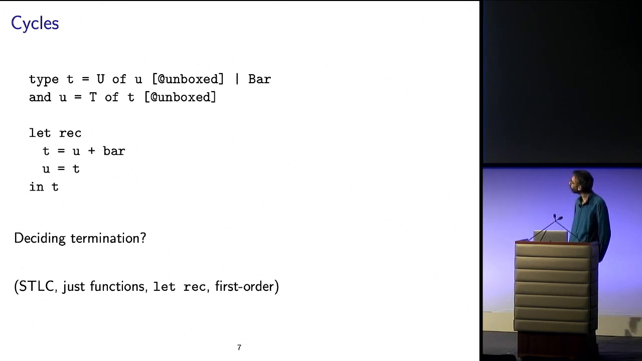This is the simply typed lambda calculus with just functions, no booleans, no sums, no integers, whatever. You have let rec, and actually we're in the first order fragment because in ML, the parameters of data types are not themselves used in function application in the definition. So, quick show of hands. How many of you think that the problem of deciding termination in this fragment is decidable? And how many would say that it is undecidable?